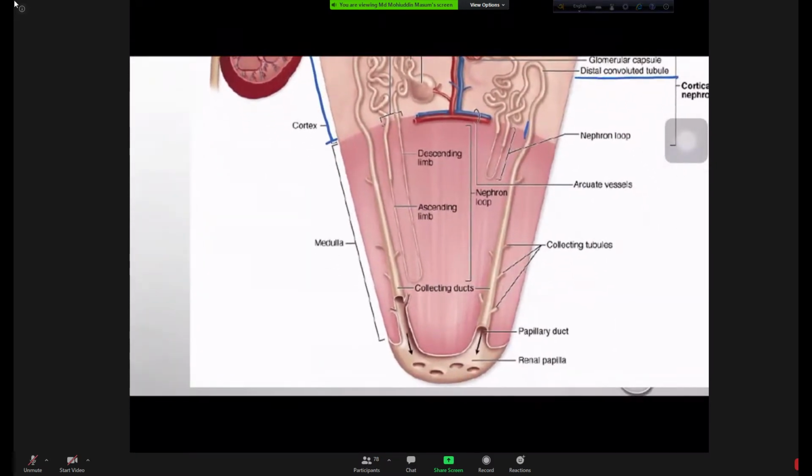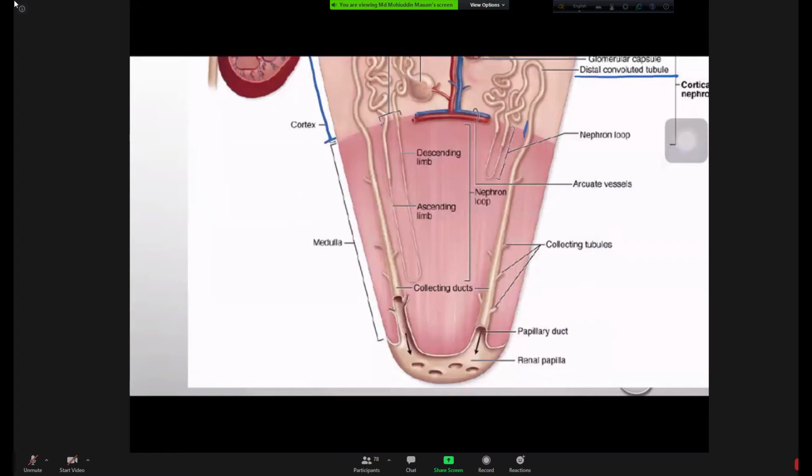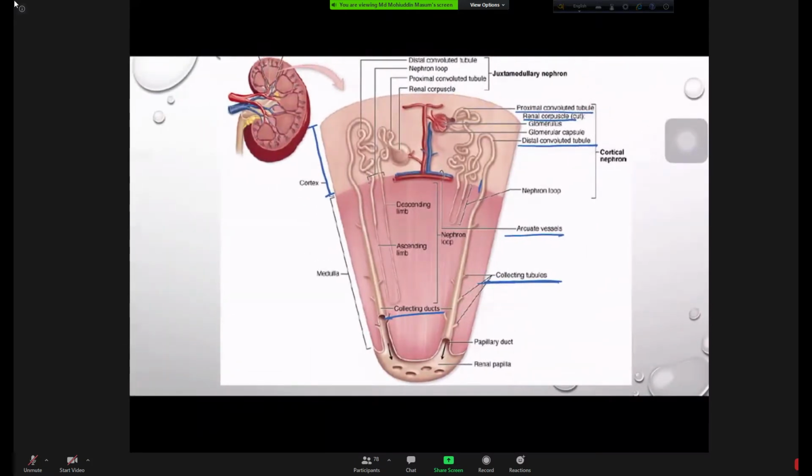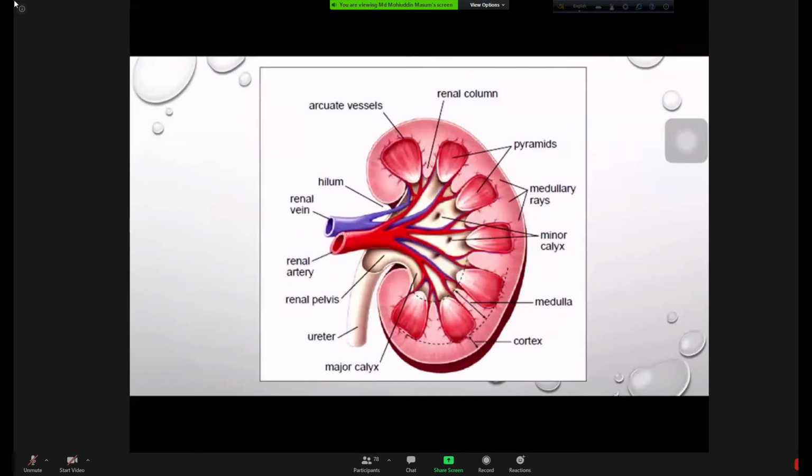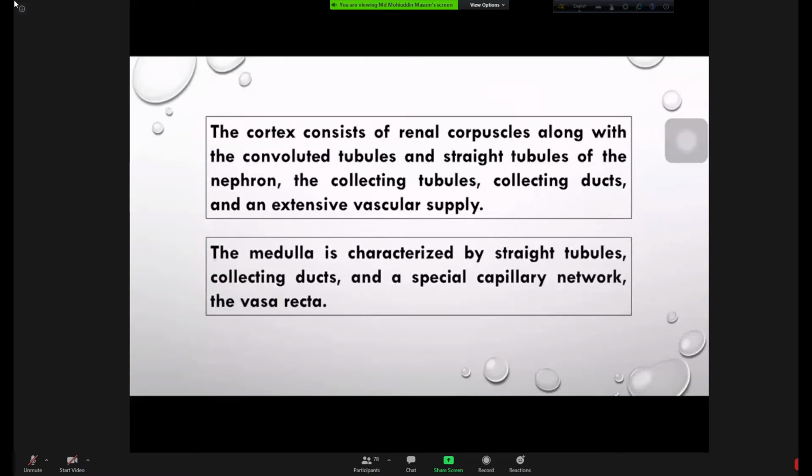In the medullary part, the medulla of the kidney mainly contains mostly the collecting tubules, some loops of Henle, and collecting ducts. So these are the basic differences in the composition of the cortex and medulla. In the medulla there are straight tubules, collecting ducts, and some capillary network.